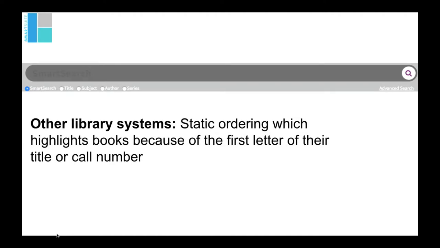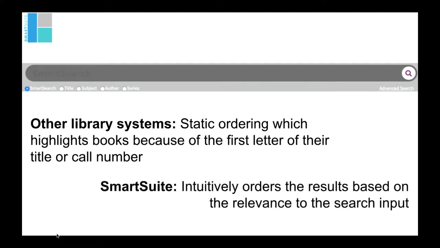SmartSuite SmartSearch is unlike any other opaque search engine. Instead of locating your search terms in the catalog records and ordering the results A to Z by title, SmartSearch intuitively provides the most relevant results at the top of the page, the least likely keyword results at the bottom.